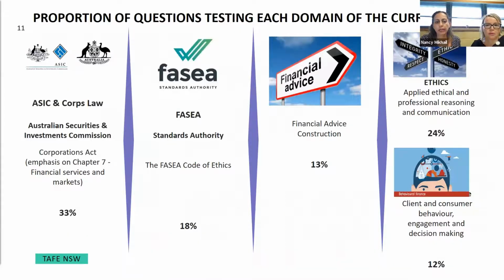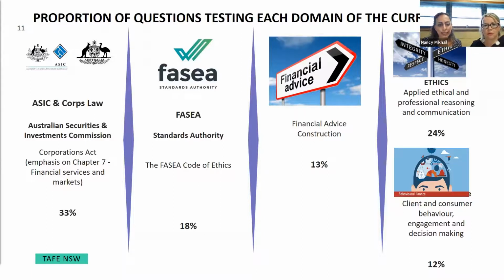What we did here is we took the 33 learning outcomes and thought we would split them into particular areas to give you kind of like a mind map of looking at how much time would I need to study in each of these areas. So if I have a look at the first one, 33%, which means 33% of the 33 learning outcomes comes from the ASIC and Corporations law. 18% comes from the FASEA Standard Authority or the Code of Ethics. 13% is from the financial advice construction.